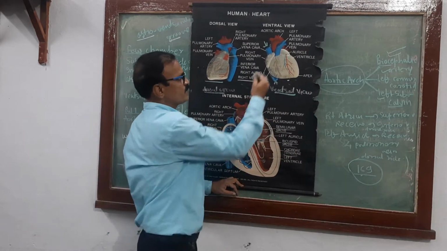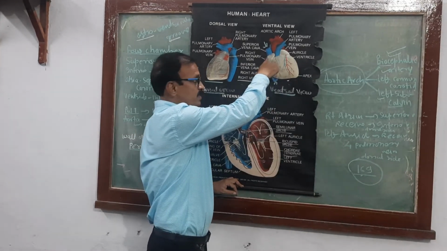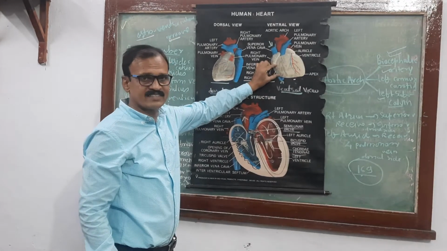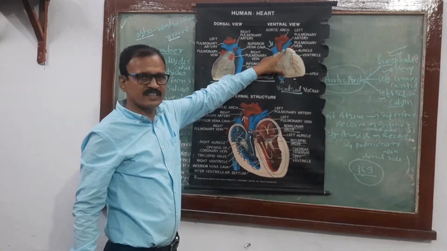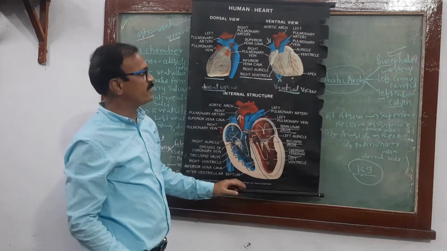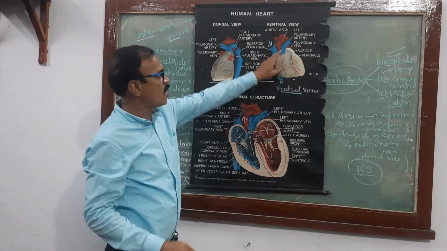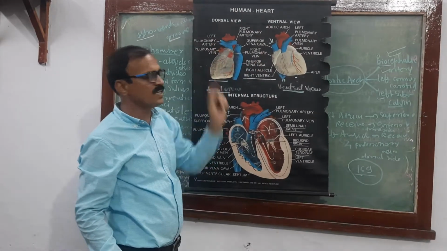I told you the right auricle receives what type of blood? Impure blood. That pours into the right ventricle. From the right ventricle arises the pulmonary trunk. You have to remember the pulmonary trunk. That pulmonary trunk is divided into two branches, left and right. One goes to the left lung, another goes to the right lung.